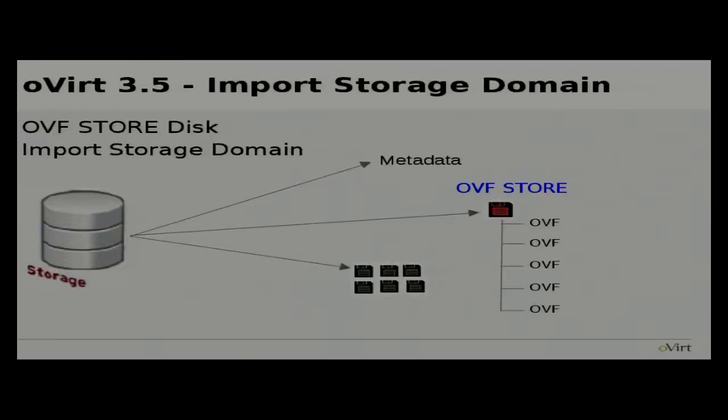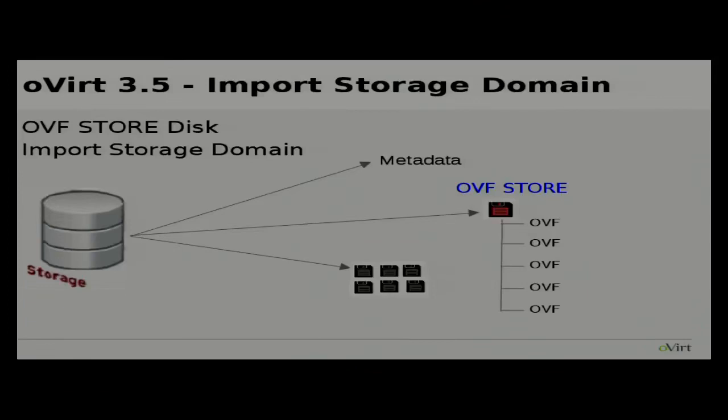So in oVirt 3.5, we introduced something a bit newer which can provide us a solution for disaster recovery, which are basically two features: OVF store disk and import storage domains. With those two features, what we did is that we took the storage domain, and on each storage domain we have the disks, which are the VM's disks, the metadata of the storage domain, and we introduced a new special disk, which was called the OVF store disk.